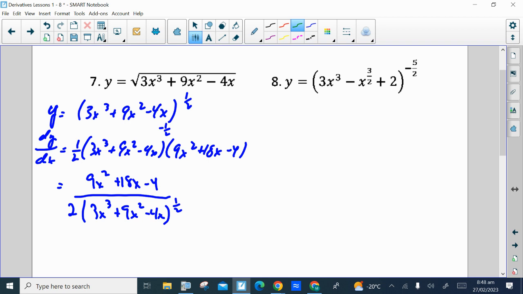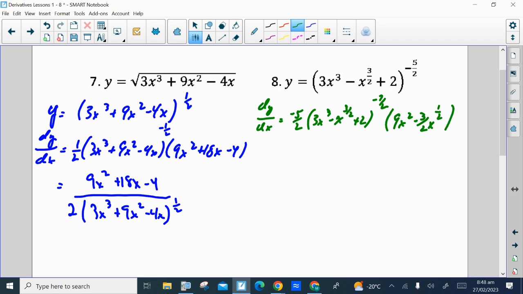And then number 8, already written as a power, so we can go straight to the derivative. And when you decrease that power by 1, you're decreasing it by 2 halves. So negative 5 halves take away 2 halves is negative 7 halves. And then when you multiply by the derivative of what's inside, it would look like that.